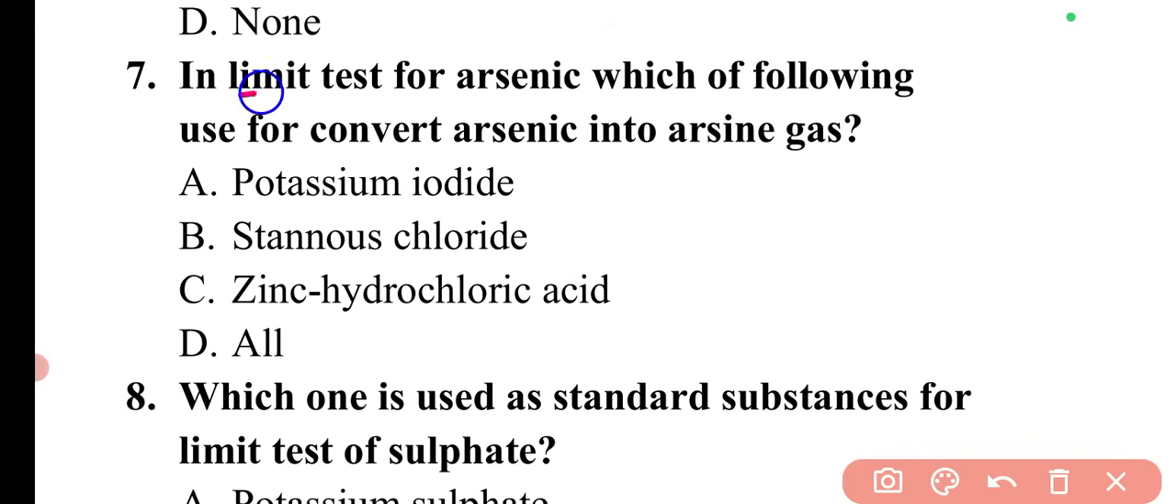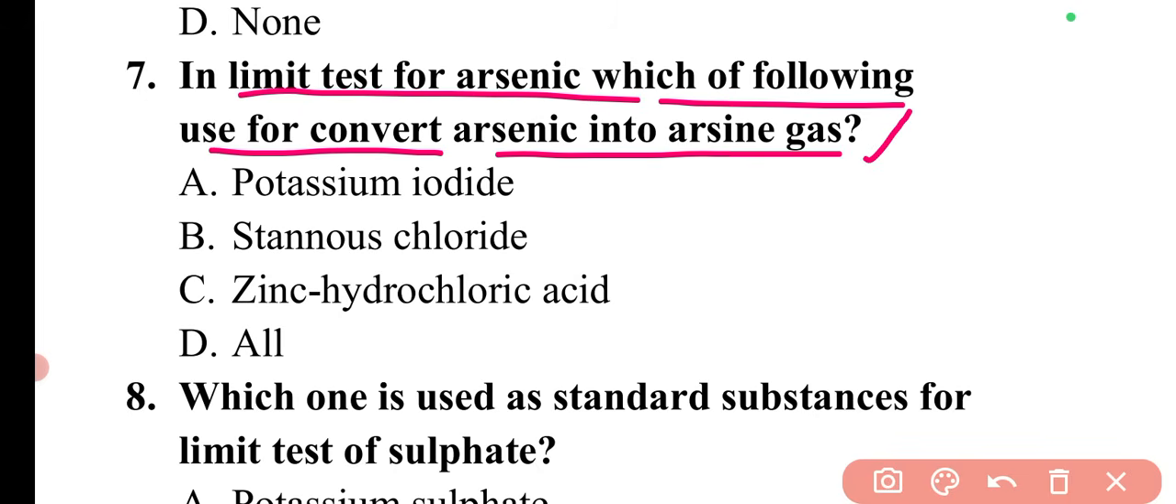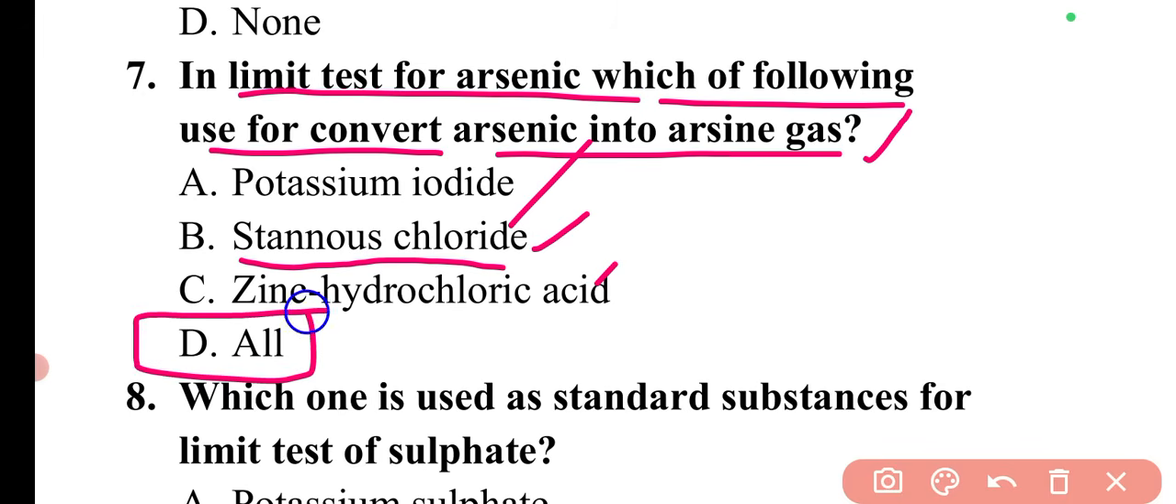Next question is, in the limit test for arsenic, which of the following is used to convert arsenic into arsine gas? When I was explaining stannous chloride, after that I explained several other compounds like potassium iodide and several zinc compounds. Those are also used to convert the arsenic into arsine gas. So here option D, all, will be the correct answer.